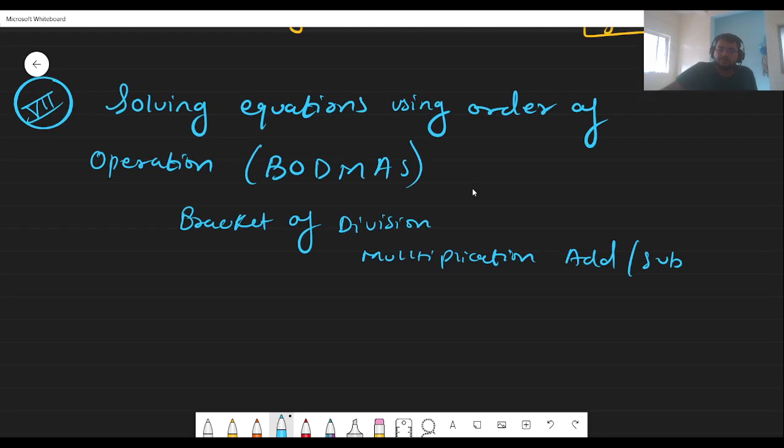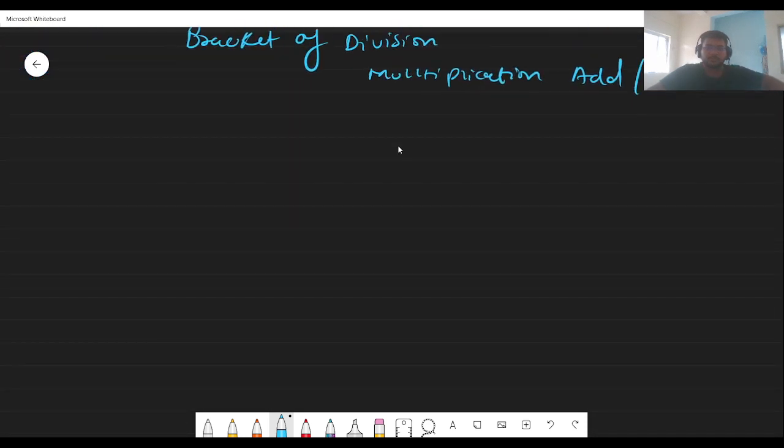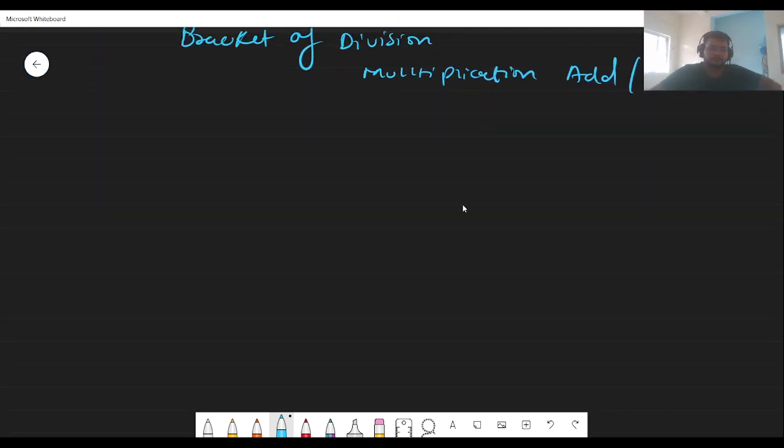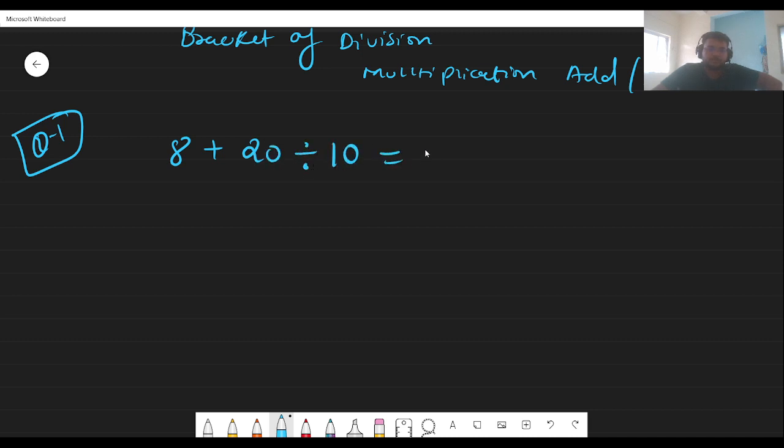Okay, so when we are given an equation and we have to find the answer, how can we do it using the BODMAS technique? Let's start by solving the questions. This is the full form. I'll give you one question. Question 1 is 8 plus 20 divided by 10 equals t.